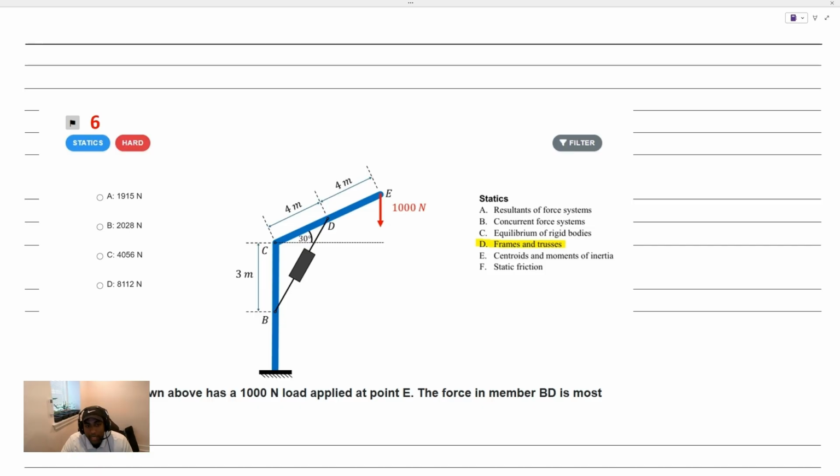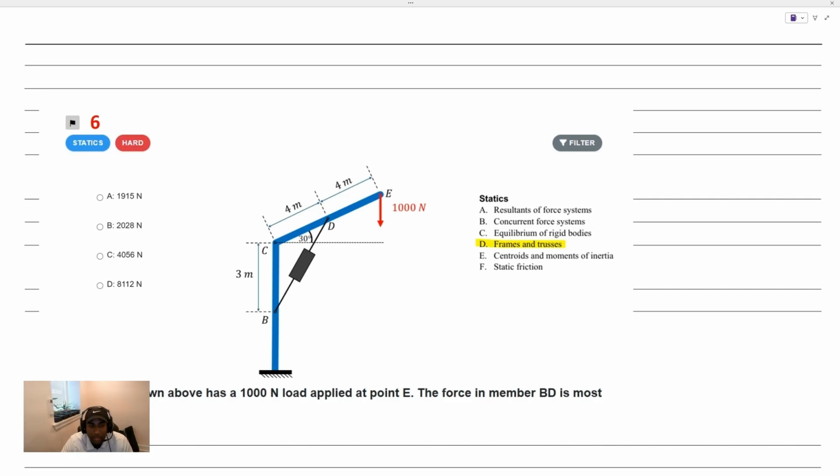And none of those are going to help us get any closer to finding the force in member BD. If we isolate this vertical member here, we'd have all of those unknown reactions. We'd have additional reactions at C. And this is a two-force member, so it does bring into the problem what we're looking for, but it's so many unknowns. We have 6 unknowns and only 3 equilibrium equations in 2 dimensions, right?